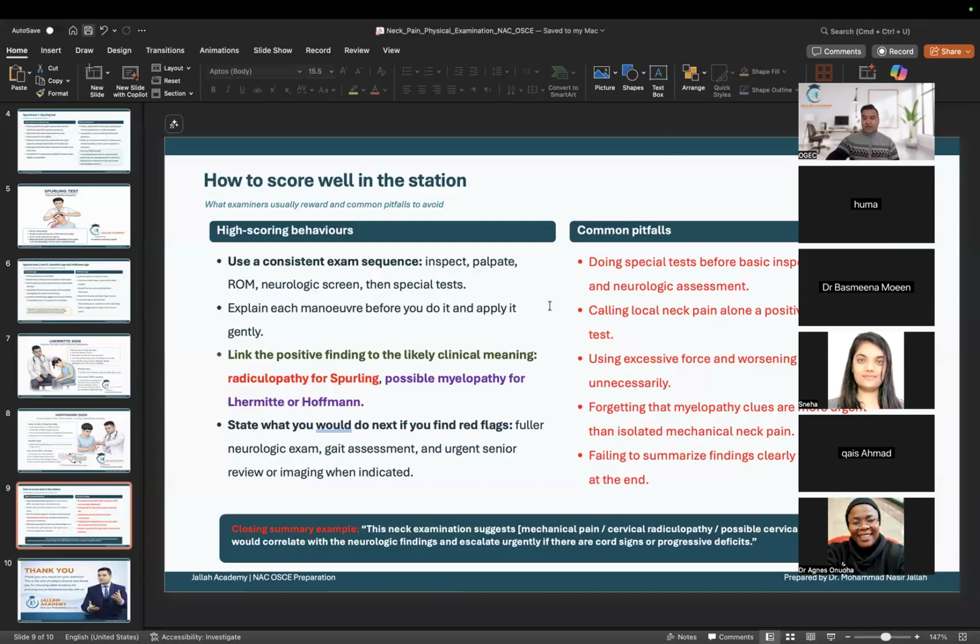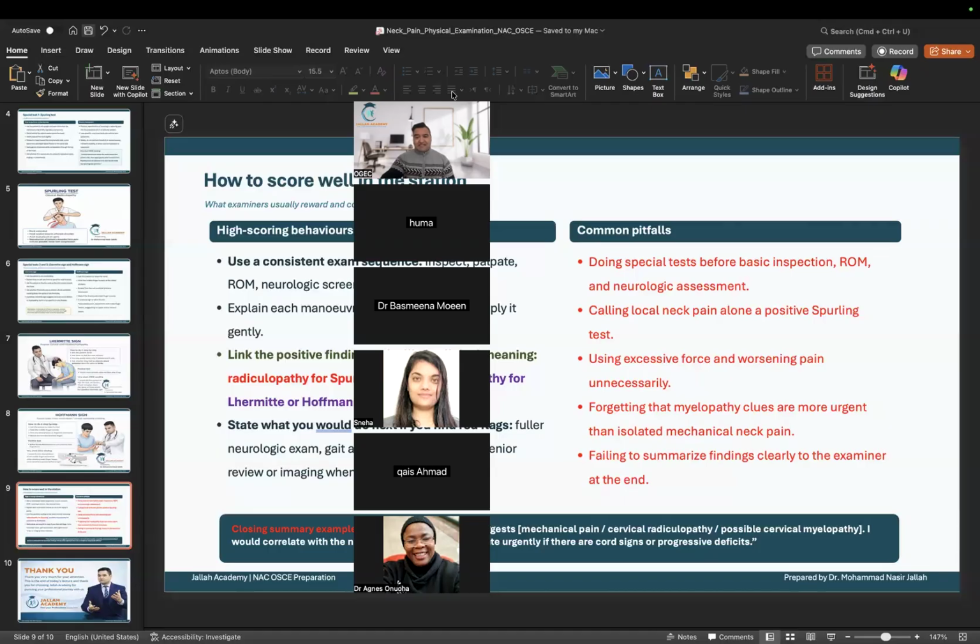So, things that we have to avoid. Doing a special test before basic inspection, range of motion, and neurological examination. We never do special tests at the beginning. We always do them at the end, unless we have only 1 or 2 minutes, and then we have no choice but to cover the special test, because I will fail this station if I don't do the special test, regardless. So I will cover the special test, not at the beginning, but before the neurological examination, if I know that I'm running out of time.